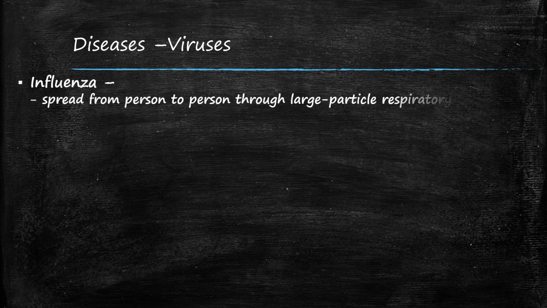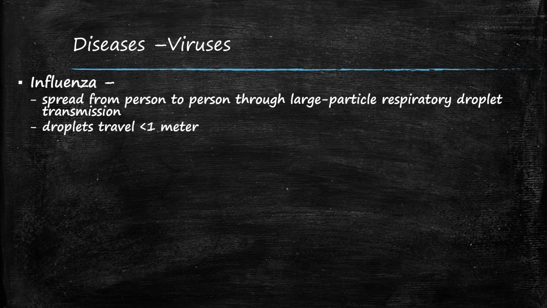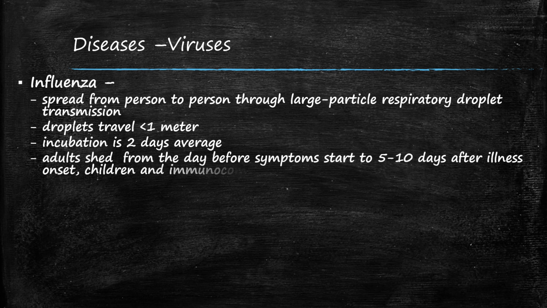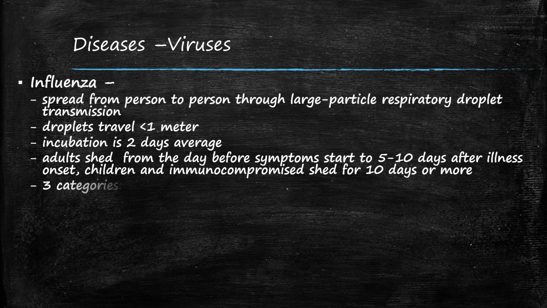Influenza. Influenza is spread from person to person through large particle respiratory droplet transmission. The droplets travel less than 1 meter. The incubation is an average of 2 days. Adults shed from the day before symptoms start, which is why all healthcare providers should be vaccinated, because viral shedding does occur before symptoms start and continues from 5 to 10 days after the illness onset. Children and the immunocompromised shed for 10 days or more.